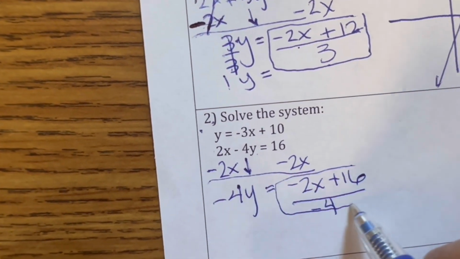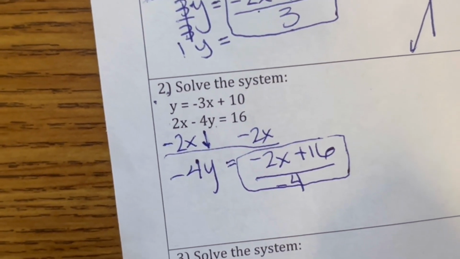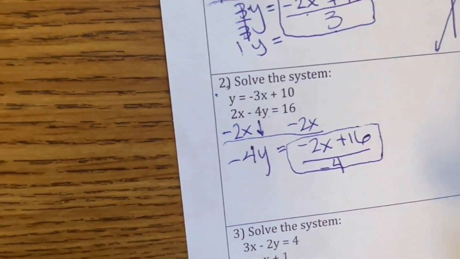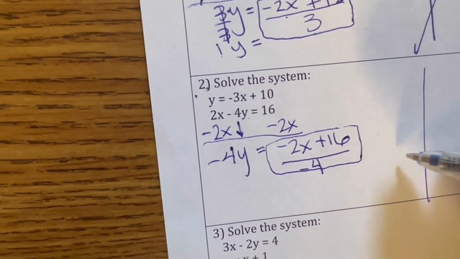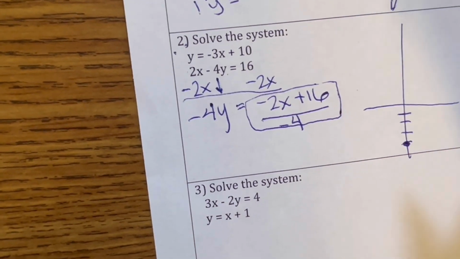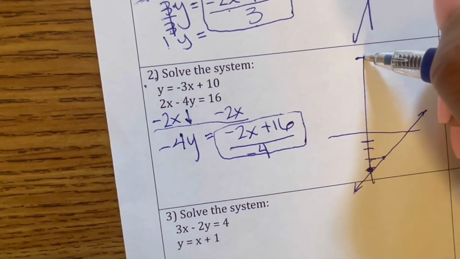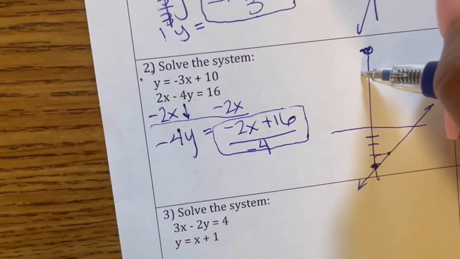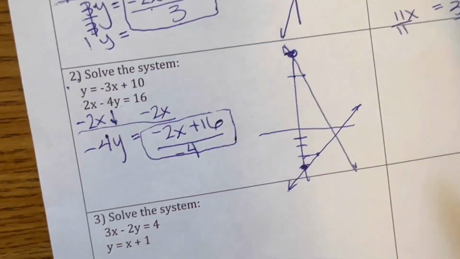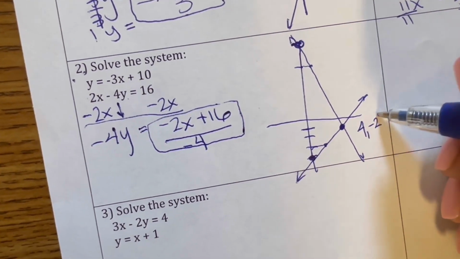Put this in Desmos, make your life easier. -2x plus 16 divided by -4. Okay? And then you graph y equals -3x plus 10. So your graph should look something like that. That's what your graph should look like from Desmos. And I think I had said 4, -2 was your solution, I think I said.